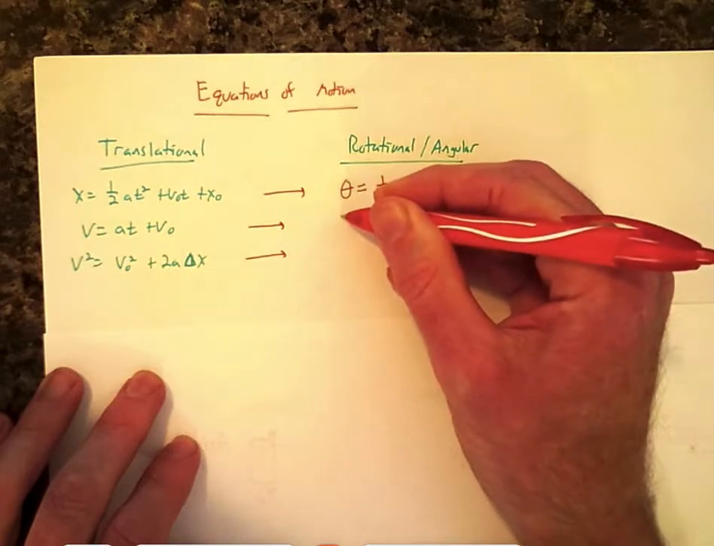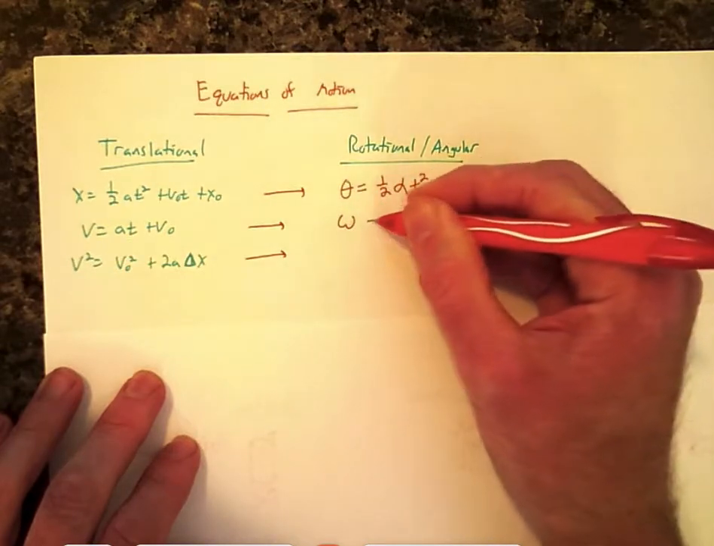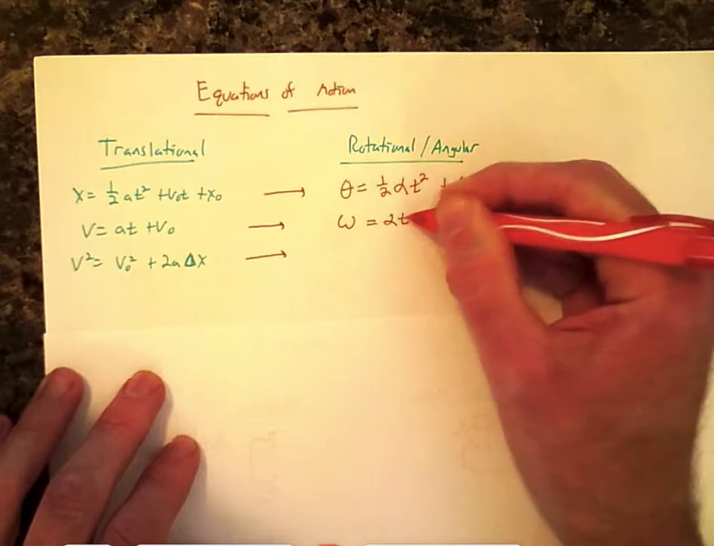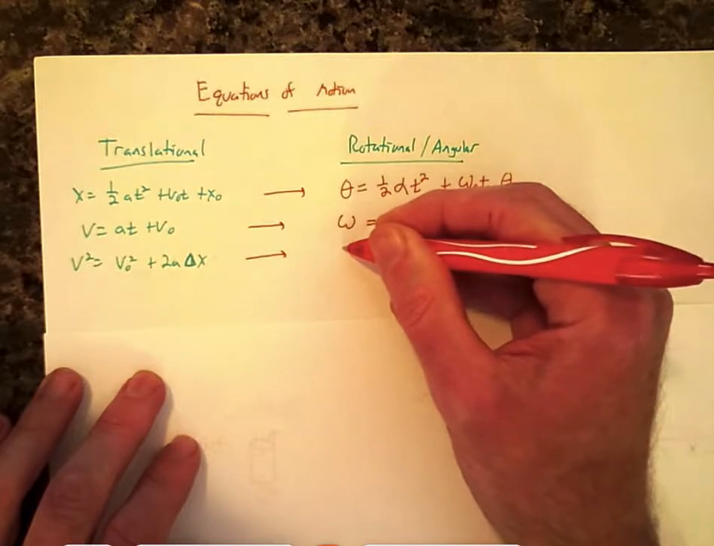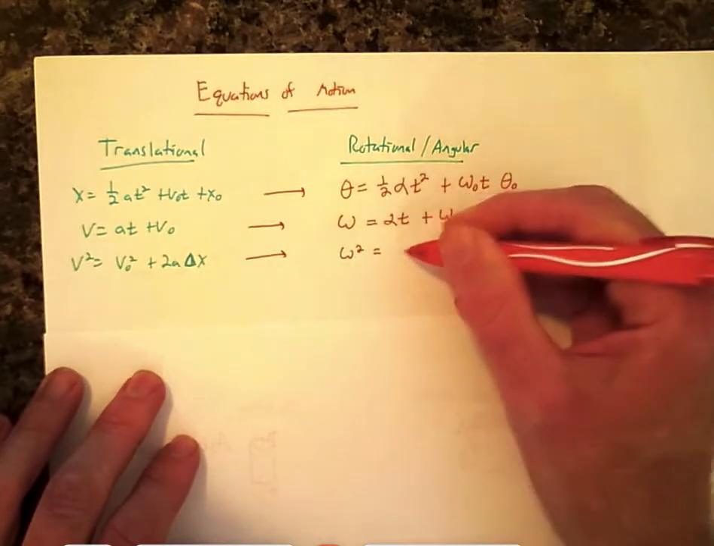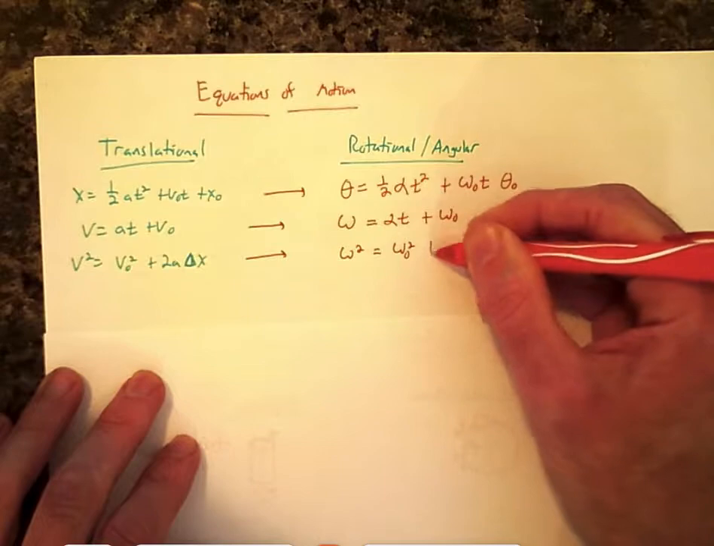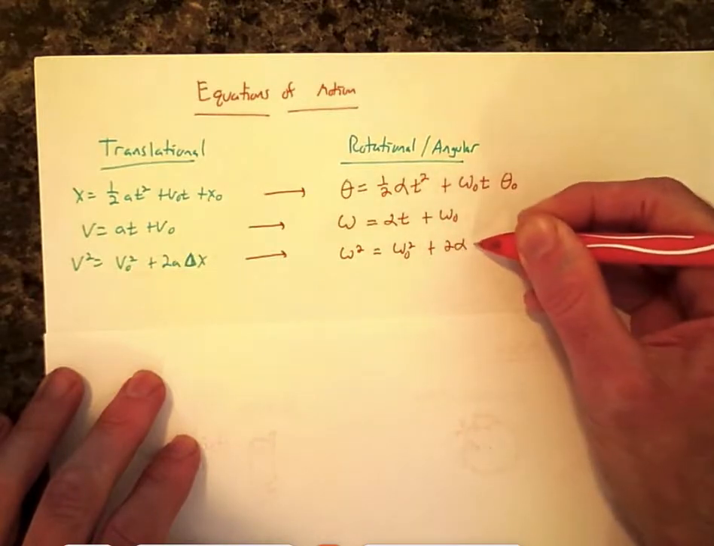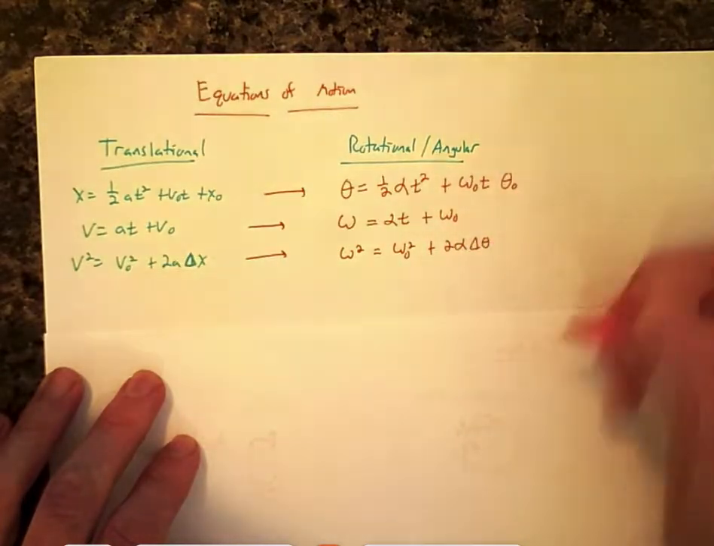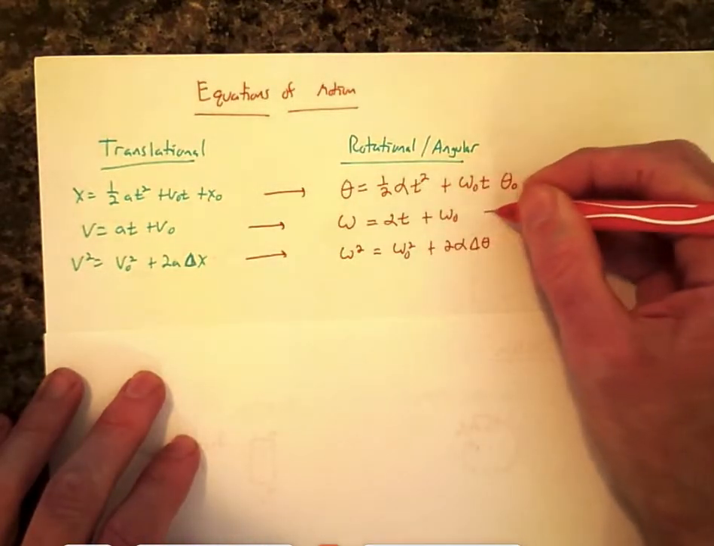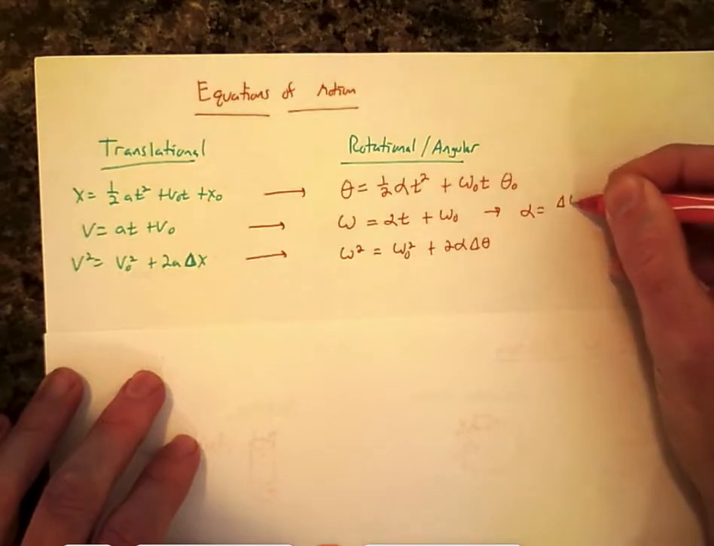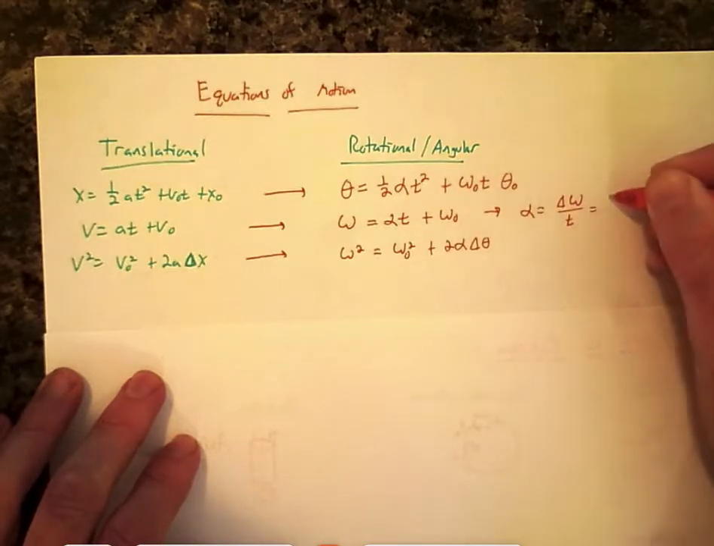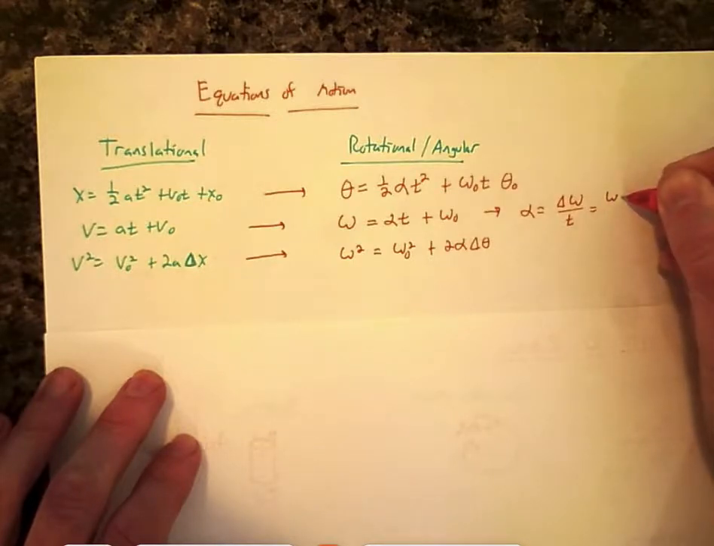Down here, I can have angular velocity is equal to angular acceleration times time plus my initial angular velocity. And down here, I can have angular velocity squared is going to be initial angular velocity squared plus 2 times my angular acceleration times my change in position. This one, by the way, is also how we get angular acceleration: change in angular speed divided by time, so that's final minus initial divided by time.